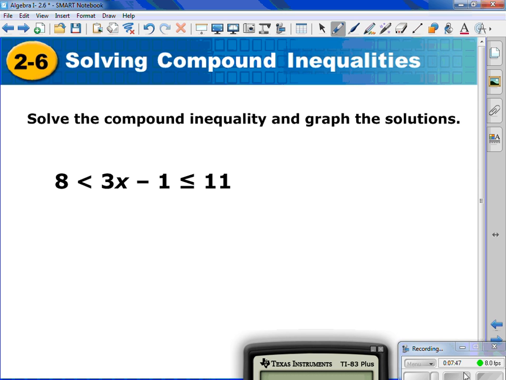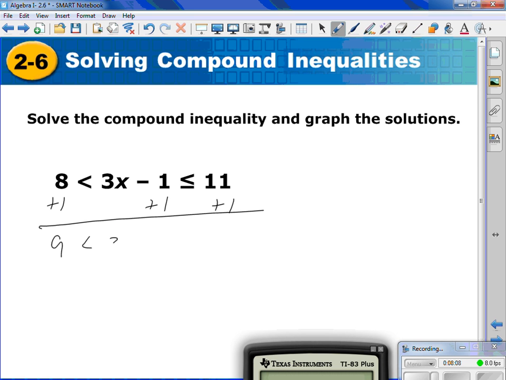Why don't you give this one a try? All right, coming around, there's a good bit of you that have this correct. What do I need to do first? Add 1 to every side. So you add it to the left side, you add it to the right side. What's 8 plus 1? 9.